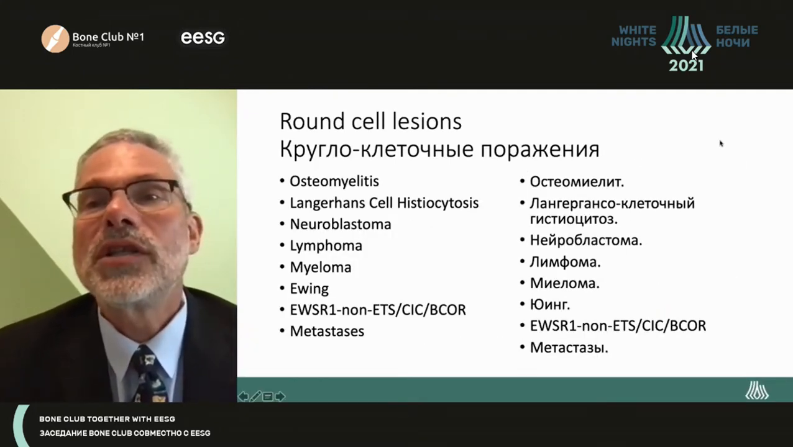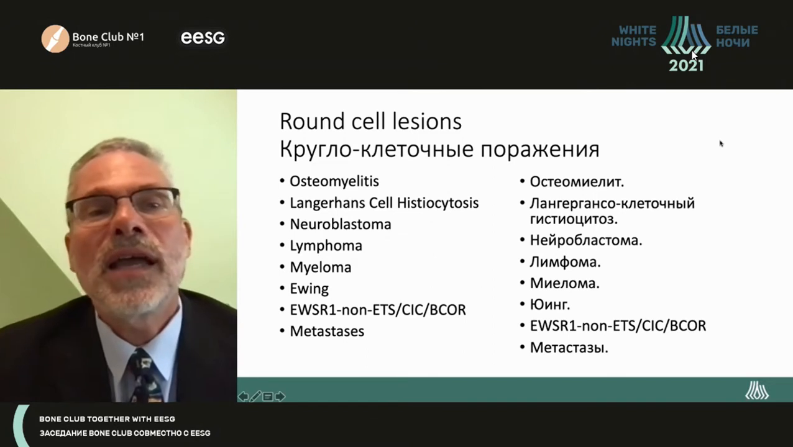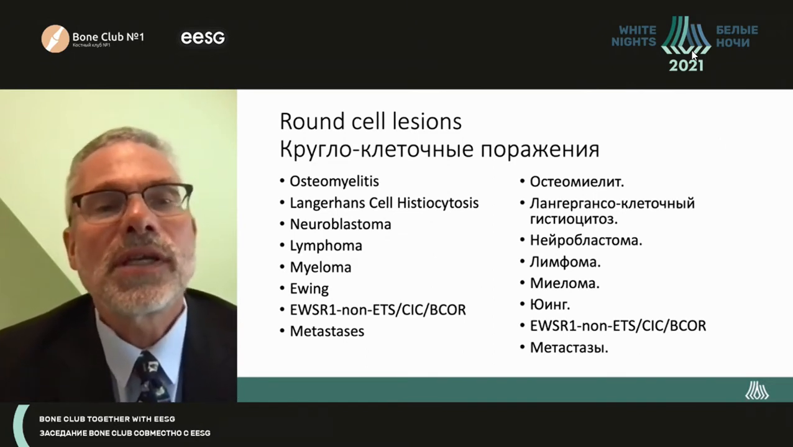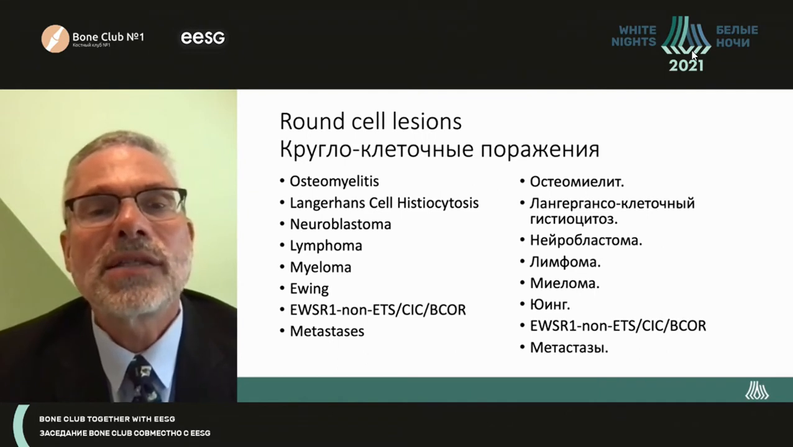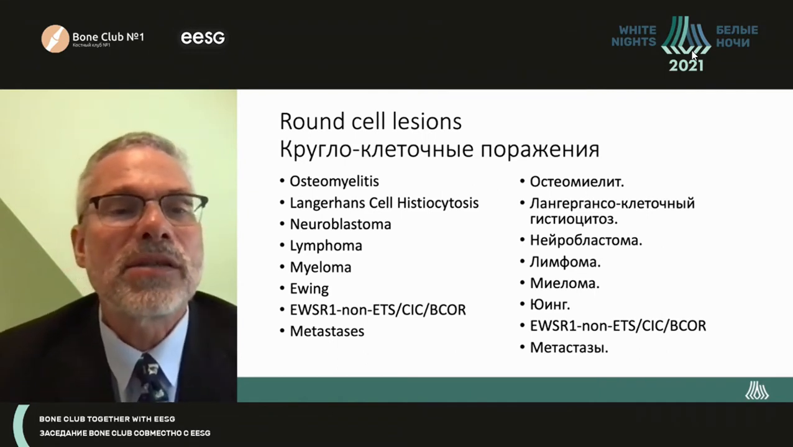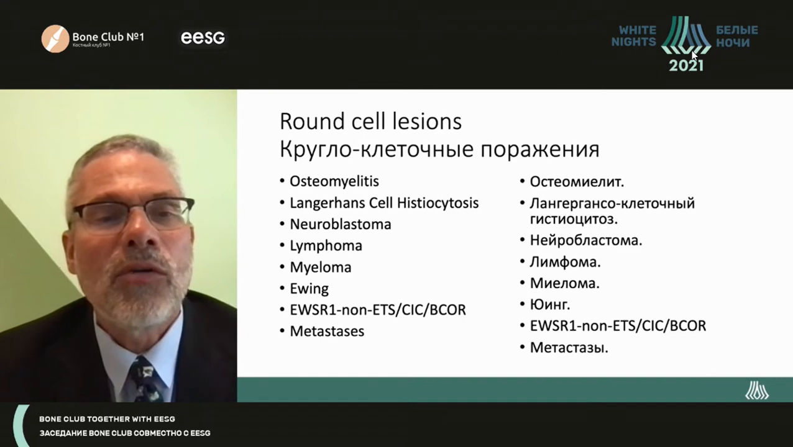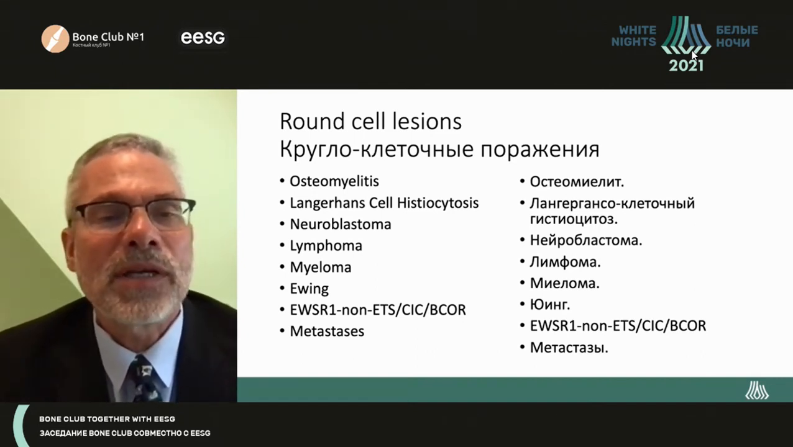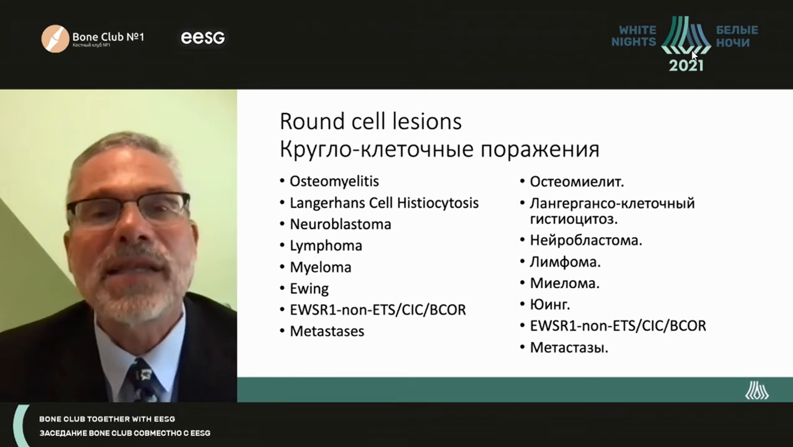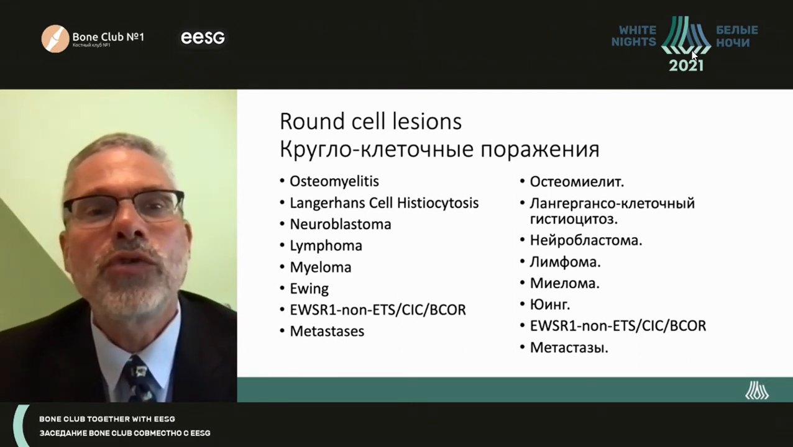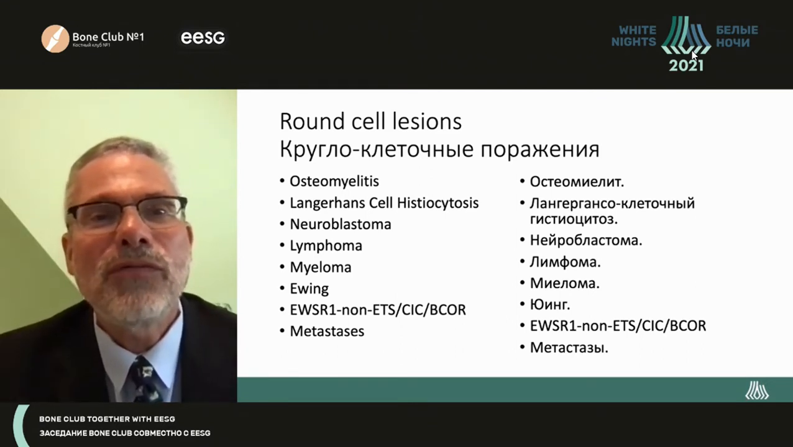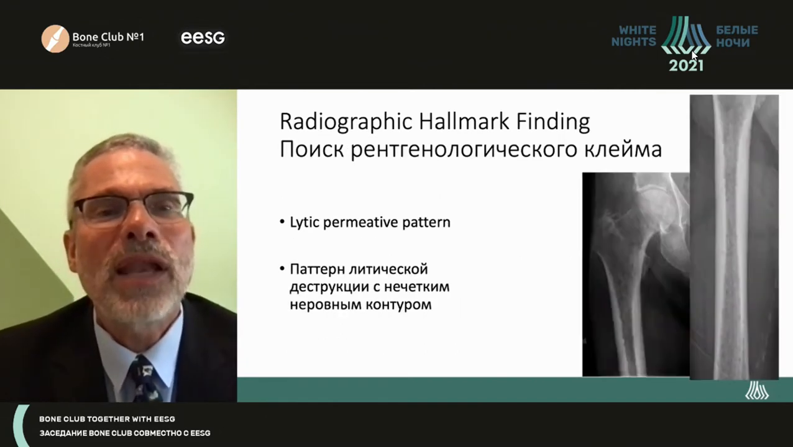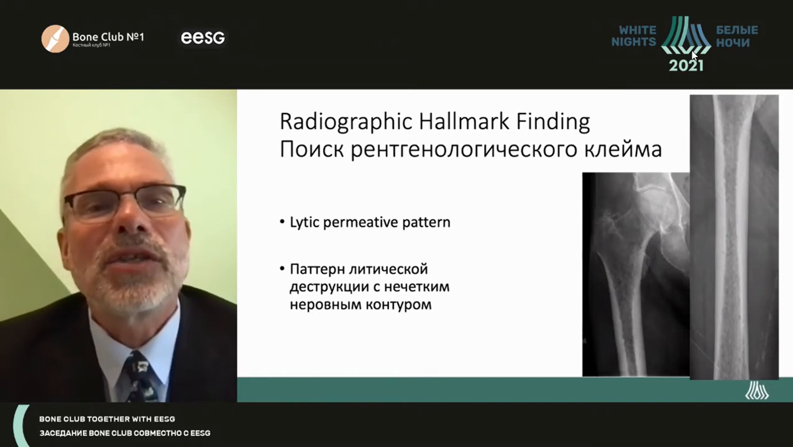So round cell lesions, what I'm going to do is, there's a long list of round cell lesions, including osteomyelitis, Langerhans cell histiocytosis, neuroblastoma, lymphoma, myeloma, Ewing, and then the various Ewing type disorders and metastases. I'm not going to do an overview of round cell lesions. I'm going to focus on specific teaching points and tips relevant to round cell lesions.